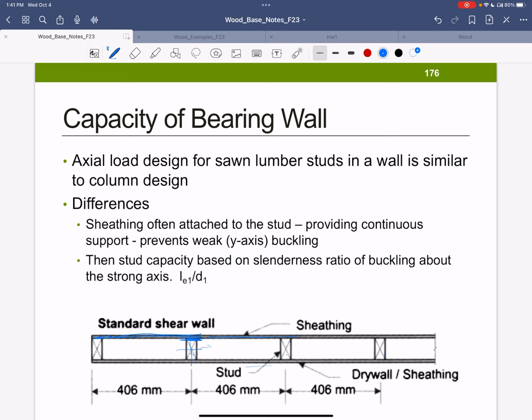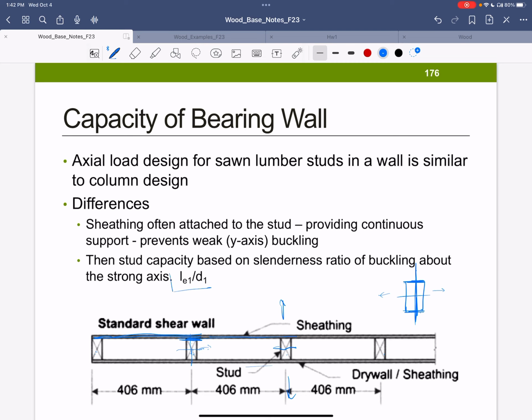And then the stud capacity is based on slenderness ratio around the strong axis. All right, so I'm most effectively using these studs. So if they were individual columns, hopefully I'm making some sense here, and I have these two, right? Here's the weak axis buckling, and so it would want to go in this direction here. But because I've held it with the sheathing, it's not going to go back and forth here, which means when I actually get buckling, it would be wanting to go around, this is the strong axis, back and forth this way, but I've got this whole unit to resist that.